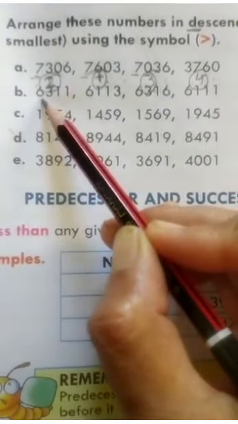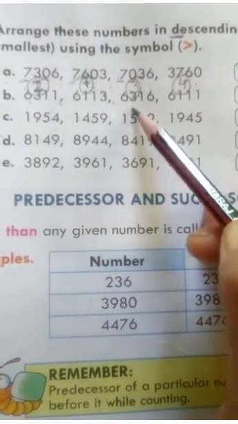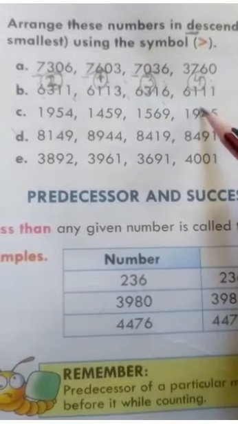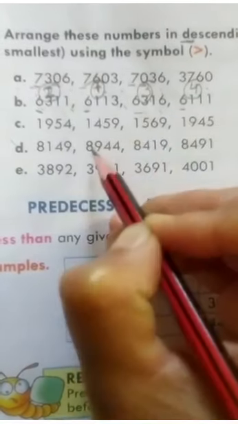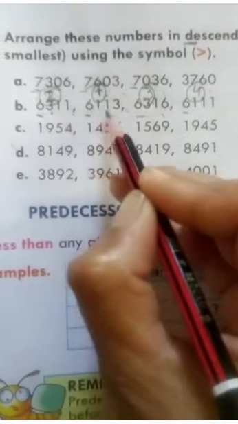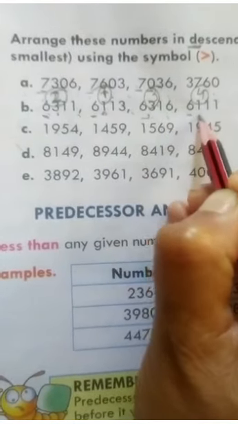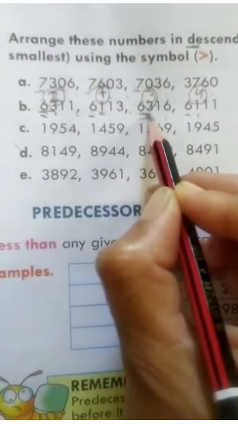नाउ इट इज 6311, 6113, 6316, 6111. Now digit under 1000 place value is same. We cannot make it out. So we will see the digits under 100. 3 is here, 1 is here, 3 is here, 1 is here. So ये दो digits बड़े हैं 63 वाले.